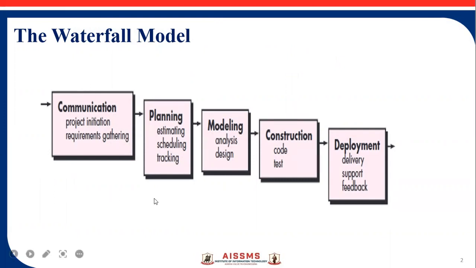You can see here the graphical representation of that. It starts from communication. In communication, we perform the project initiation and requirements gathering from the customer side. Once the requirements are gathered, we prepare the SRS. After that, the next phase is planning. In planning, we do the estimation, scheduling, tracking, then modeling, that is analysis and design, construction, that is code and test, and then deployment, that is the delivery of the software, and support and feedback. You can see the different phases or stages here. So in the waterfall model, the workflow from communication to deployment is in a serial fashion, in a linear fashion.